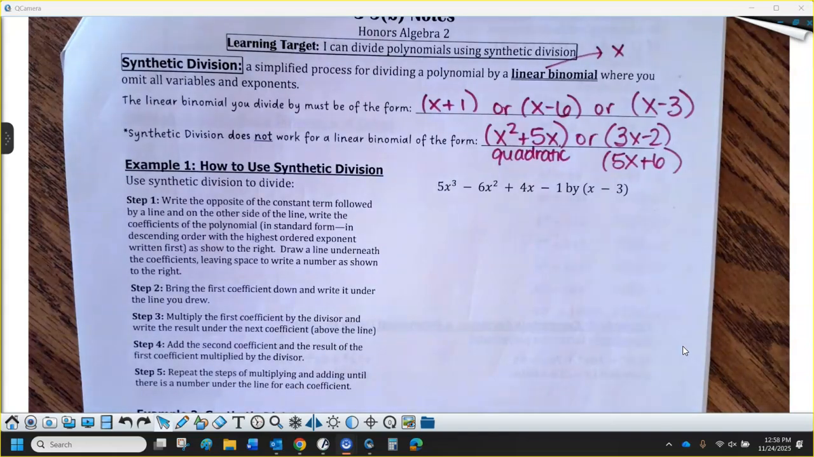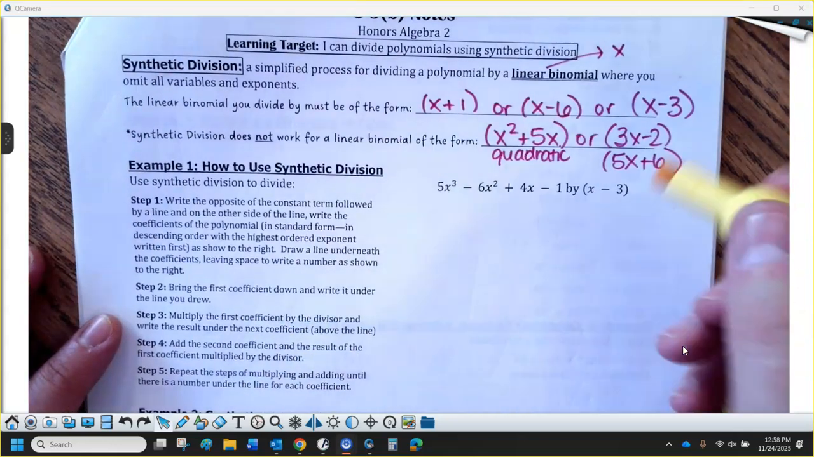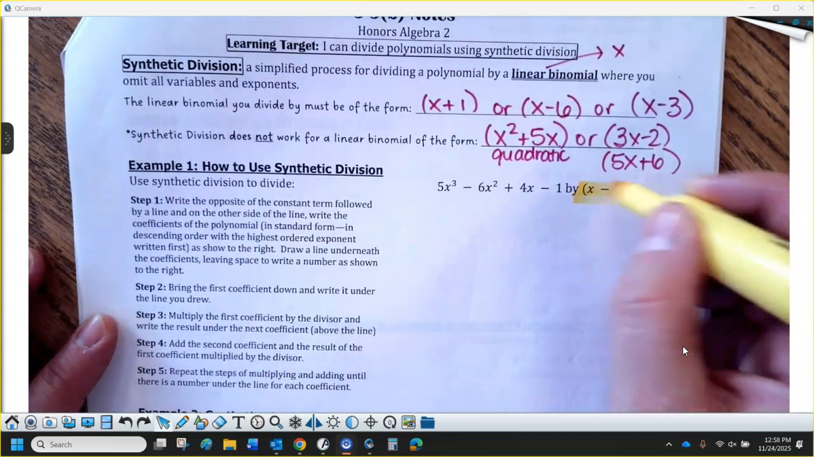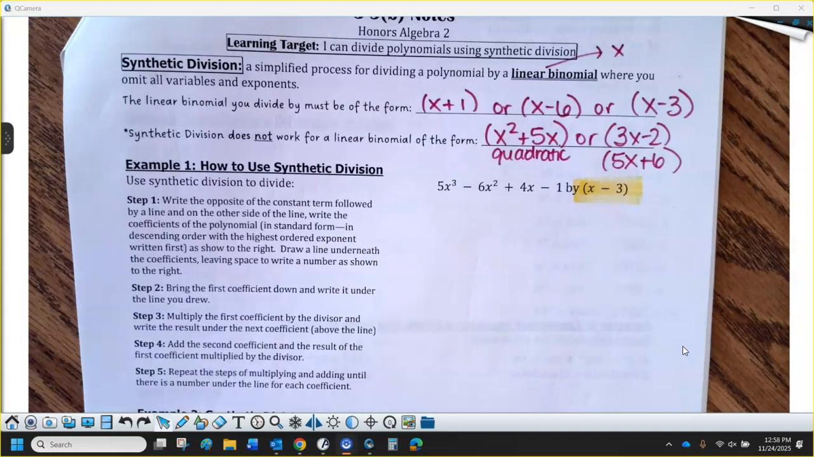So I'm going to divide this lovely cubic polynomial that has 4 terms by x minus 3. Okay, this is going to be weird. When you set this up, it eliminates using any of the variables until the last step. So we're just going to use coefficients to do this. Whatever you're dividing by, so I'm dividing by x minus 3.